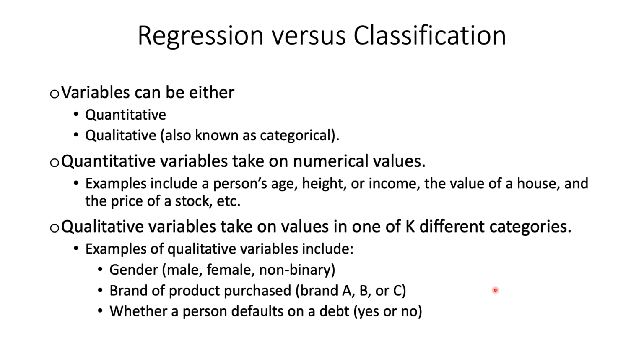And qualitative variables typically take on one of k different categories which are predefined. For instance, one can be male, female, or non-binary. For product brands, you can define the brand to be A, B, or C, and so on. Typically, regression problems aim to predict some numerical value, and classification problems aim to predict one or more of k different categories.